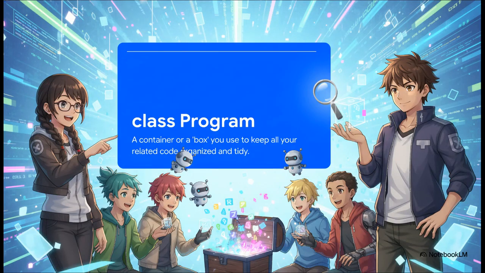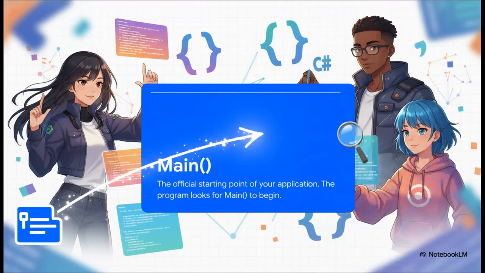First up, that class Program thing. The easiest way to think about a class is just as a container. It's like a big box that we use to keep all our code neat and organized. It's kind of the main blueprint for our whole app. Next, we've got Main. Now, this part is super important. Main is literally the starting line for your program. When you hit run, the computer immediately looks for Main to figure out where to start reading the instructions.